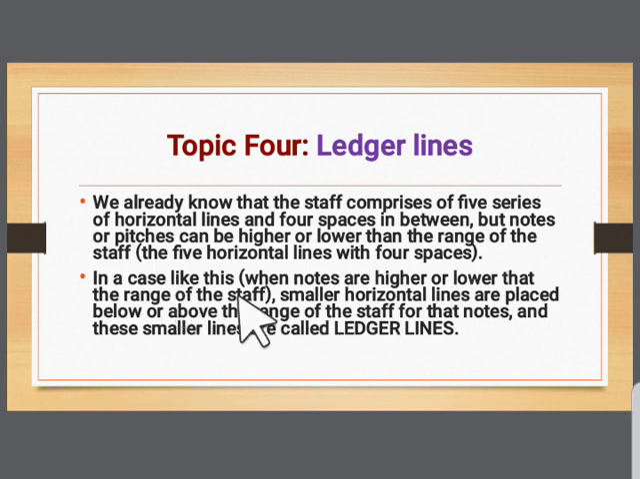In a case like that, when notes are higher or lower than the range of the staff, smaller horizontal lines are placed above or below the range of the staff for those notes, and these smaller lines are called ledger lines.